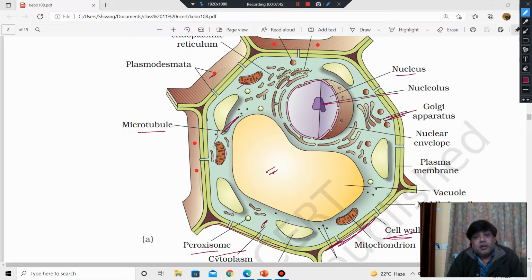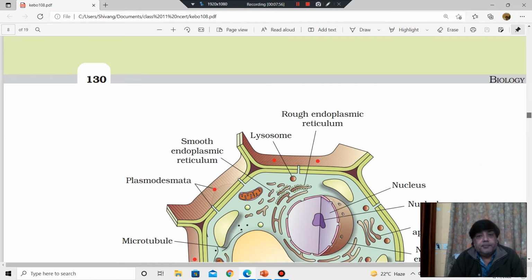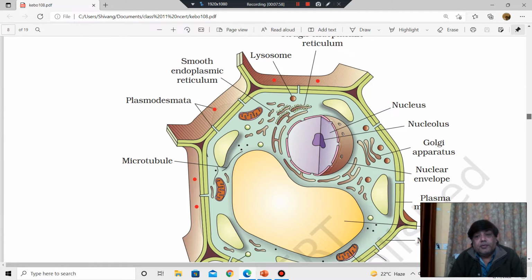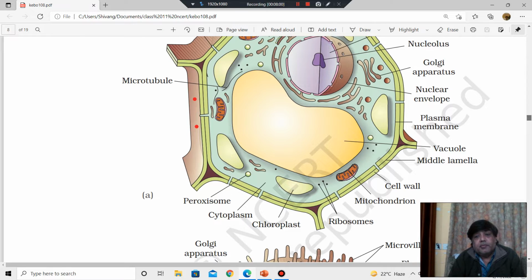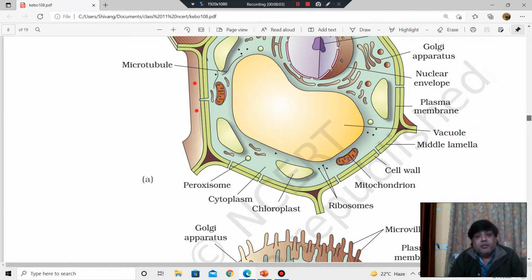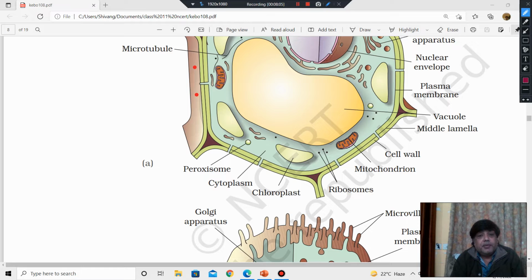So these are the plastids. Where are the plastids? Plastids, cytoplasm, endoplasmic reticulum, lysosome, endoplasmic reticulum, Golgi body, mitochondria, vacuole, cell wall, mitochondria, chloroplast. This is the plastid.